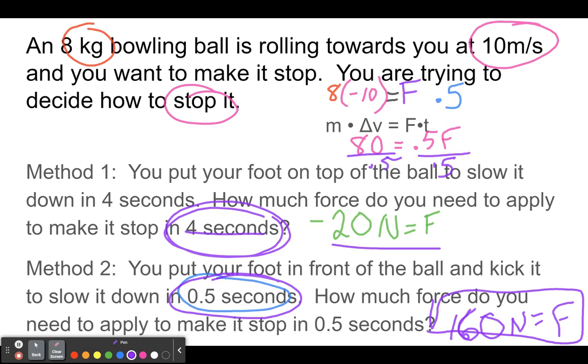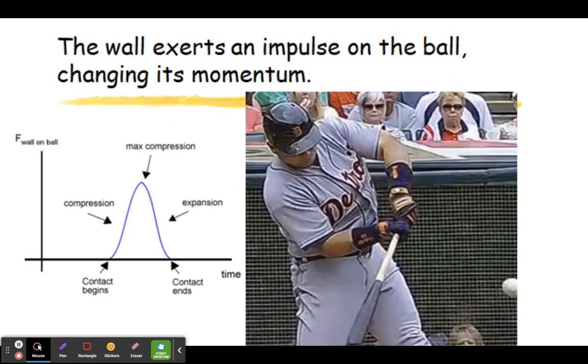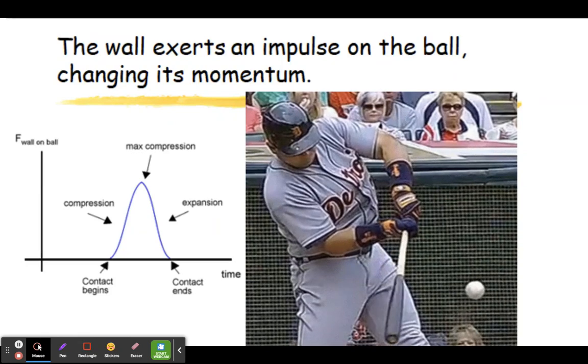So if we're going to have a smaller force, that means we need more time to stop. And so most of the safety features in a car are going to be just that. How do we make you stop over more time? So here we have a baseball getting hit with a bat.